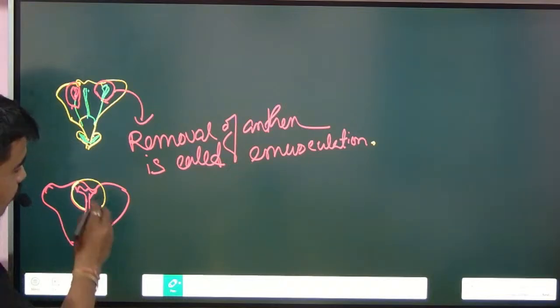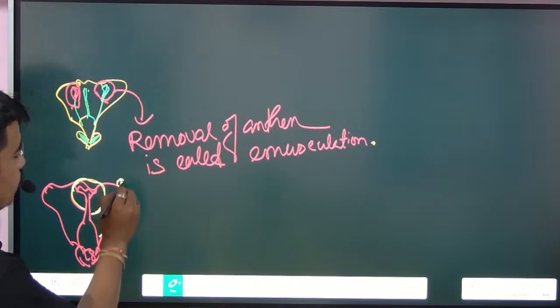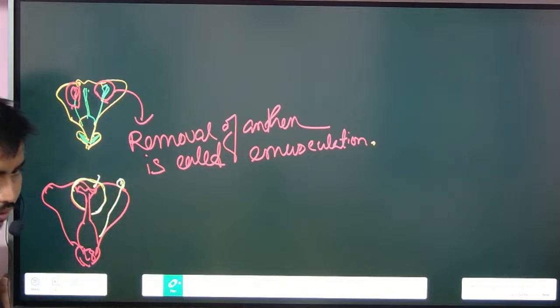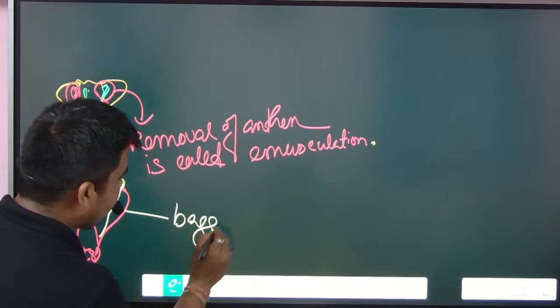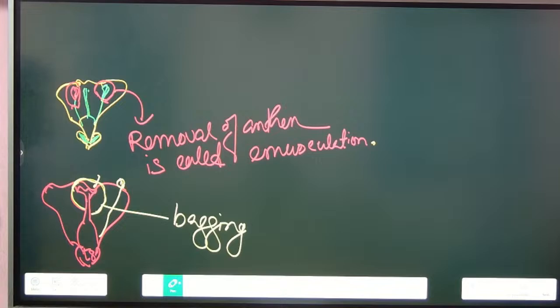If you cover the stigma, then the pollen cannot come to this portion. Then you can put the pollen in and you can bag this portion. So this kind of process is called bagging. This process is also done to prevent self-pollination. So bagging and emasculation are the processes for the prevention of self-pollination.